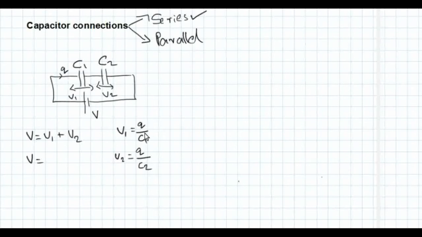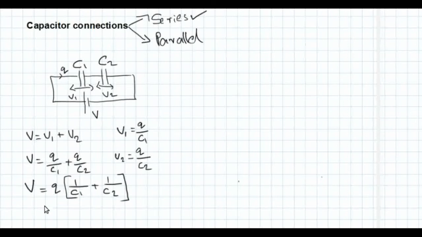Therefore, V1 is equal to Q by C1. Why? Because the same charge is present. The same charge will be present in C1 and C2. So there is no Q1, there is no Q2, there is only Q. So V1 is equal to Q by C1. C1 is the capacitance of the first capacitor. Similarly, V2 is equal to Q by C2. Therefore, V is equal to Q by C1 plus Q by C2. Here Q is a common term. Therefore, we can rewrite this equation as Q into 1 by C1 plus 1 by C2.